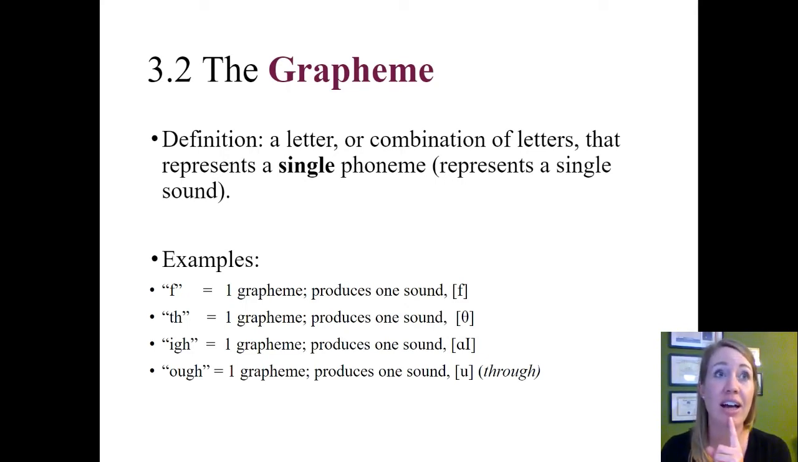Okay, the letters TH are a grapheme because together those letters can represent the sound as in, well, it could be there, this, 3, right? There's 2 different TH sounds, but TH together can represent one sound, right? Depends what word you're working with.